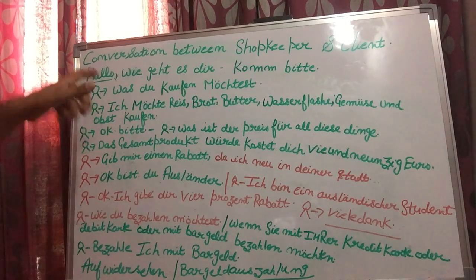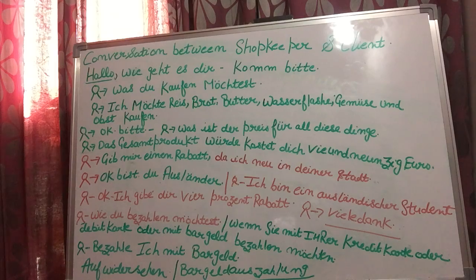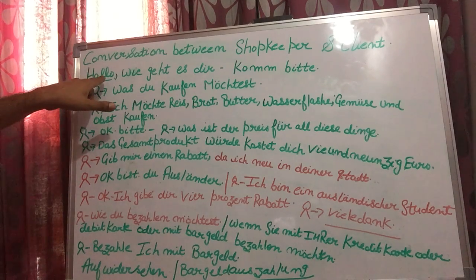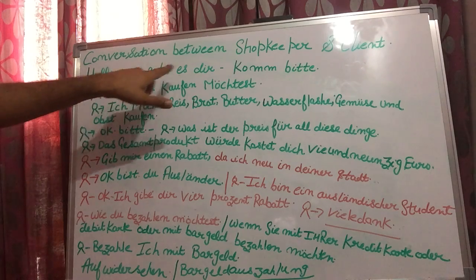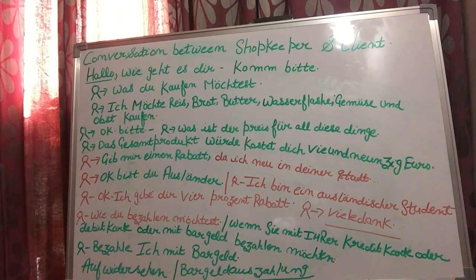Now you'll come to know Hallo. Hallo is a basic phrase for hello in the German language. Hallo, wie geht es dir? Speak up. Wie geht es dir? Wie geht es dir is basically how are you. For example, you're asking how are you? So what will you say? Wie geht es dir?